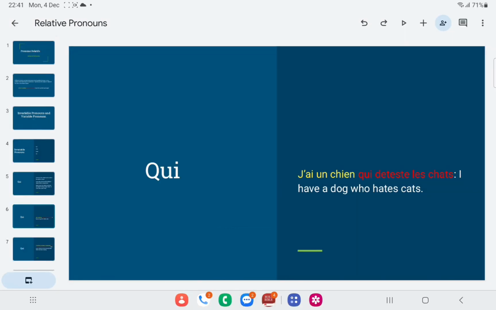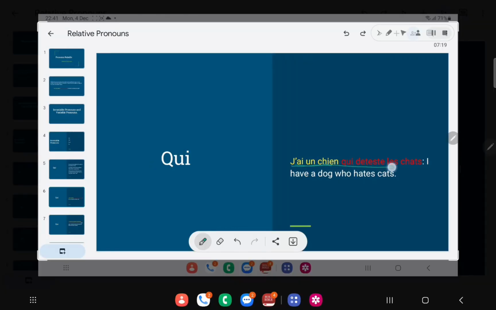Now here is an example. J'ai un chien qui déteste les chats. I have a dog who hates cats. We're going to divide this sentence into two parts. So we have here the main clause and here the relative clause. So the first sentence, j'ai un chien. The object of this main clause is chien. I have what? I have a dog.